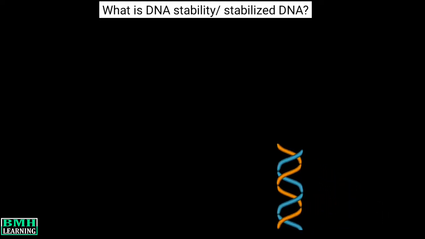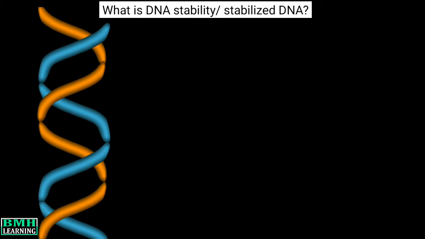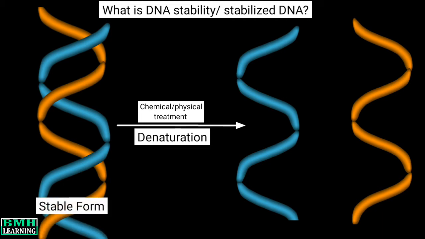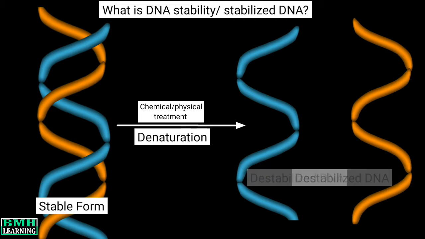We know a double-stranded DNA looks like this, and two strands of the DNA are somehow connected to each other. Using some chemical or physical treatments, these two strands can be denatured or separated from each other via a process called denaturation. So the initial form of DNA prior to denaturation is actually the stable form of DNA. And the one which we are getting after denaturation is destabilized DNA.